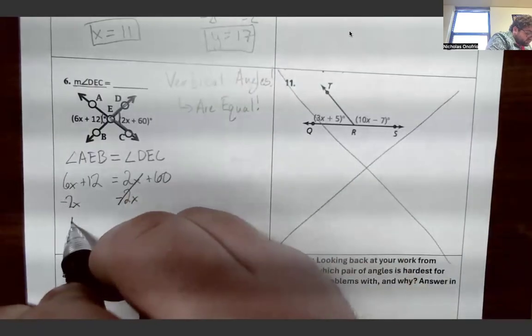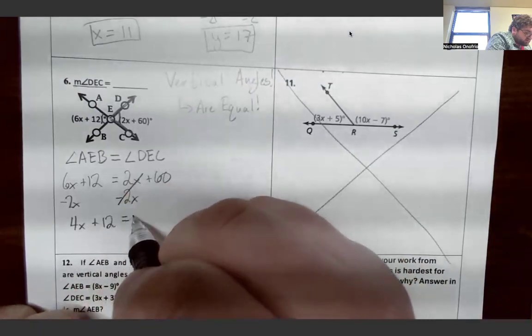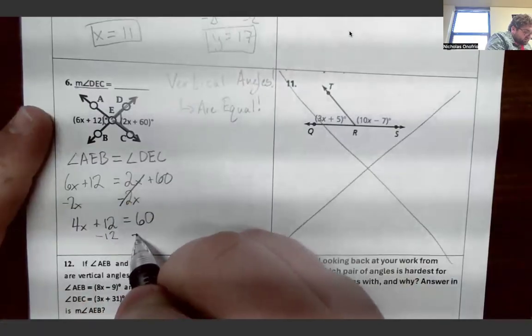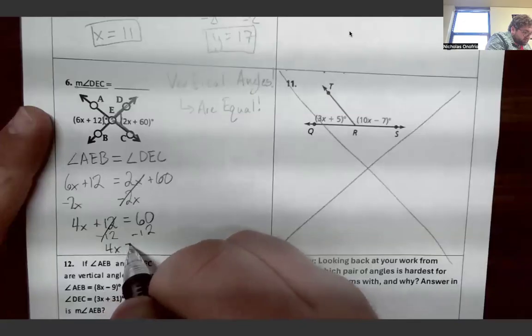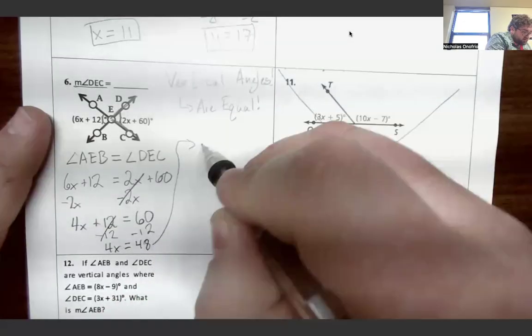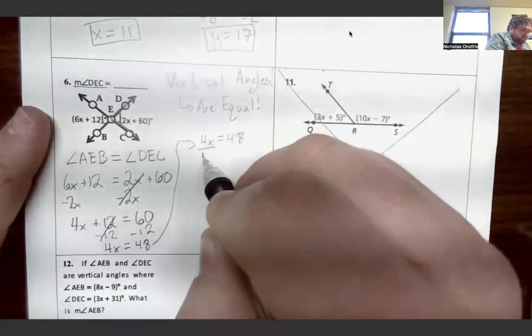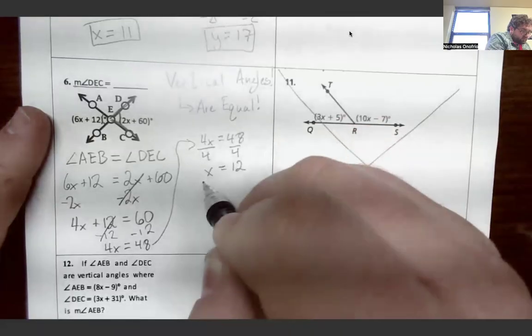6 minus 2 is 4. So we get 4x plus 12 equals 60. Minus 12 on both sides. 4x equals 48. I'll take it up here. Last thing to do, we divide by 4. X equals 12.